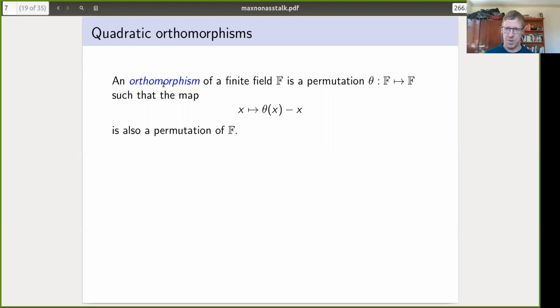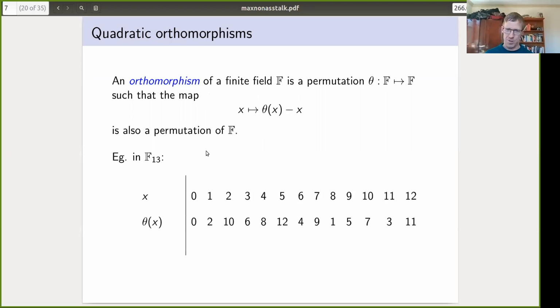So we work over a finite field of odd order. An orthomorphism of such a field is a permutation of the elements of the field such that when you subtract the identity permutation, you get another permutation. So that's the definition of an orthomorphism. And I'll give you a quick example in the field of 13 elements. So here is my orthomorphism.